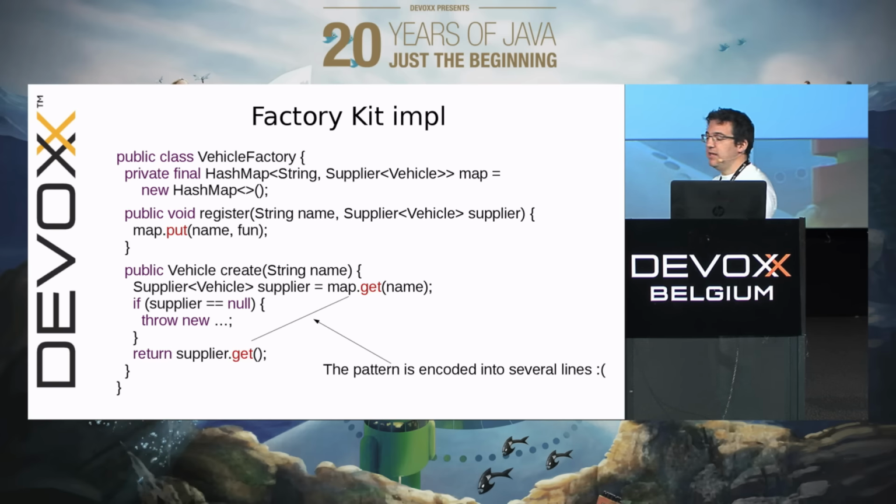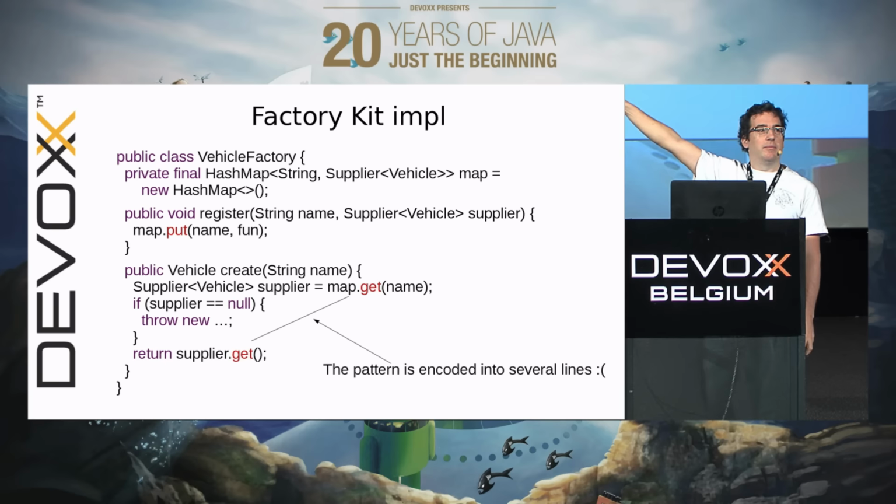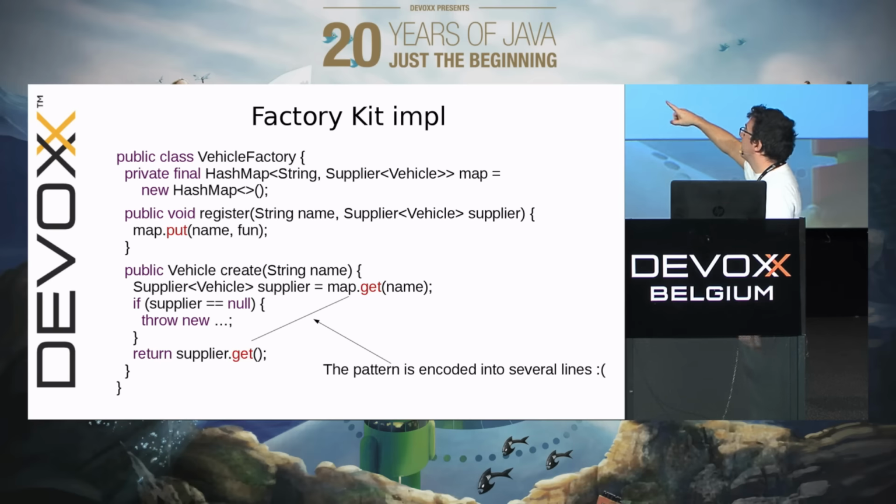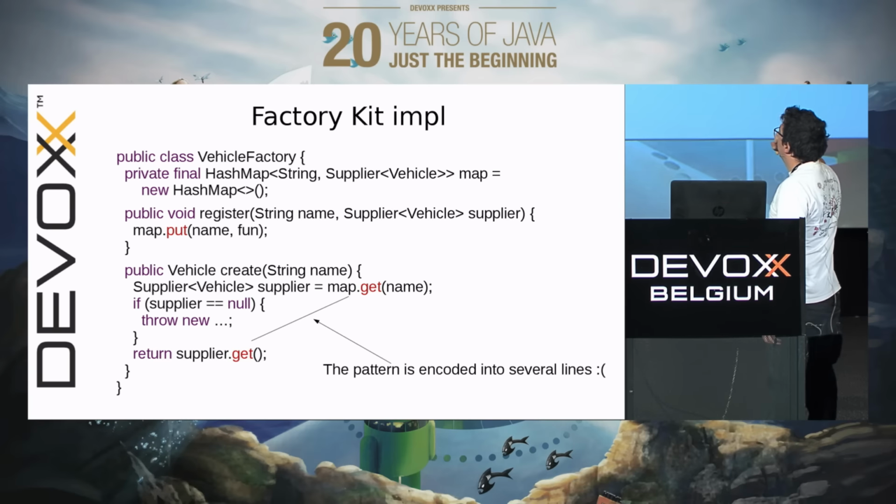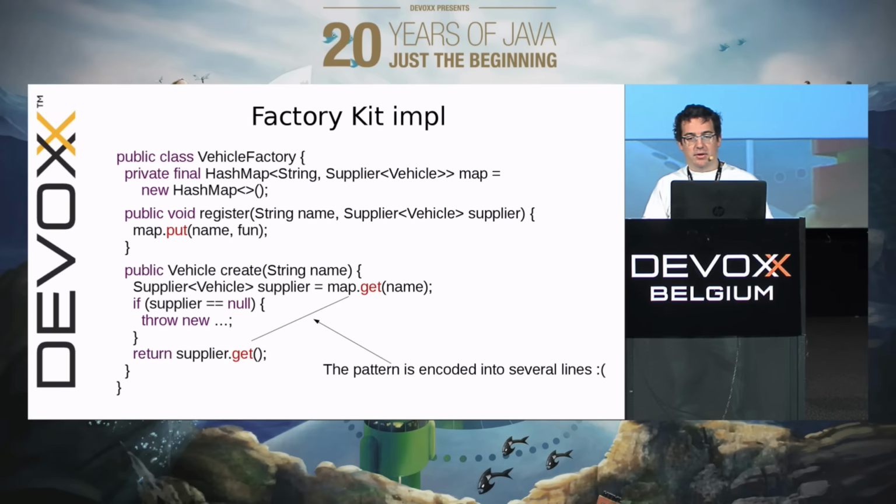Obviously, this pattern is ugly. It takes several lines. Do you know how to implement it in one line? Oh, there is a trick for that. Map has a new method in Java 8 called getOrDefault. Basically, getOrDefault takes the key and takes a value as a second parameter, and if there is no value for the key, it will return the second parameter. So basically, get is equivalent to getOrDefault key null.